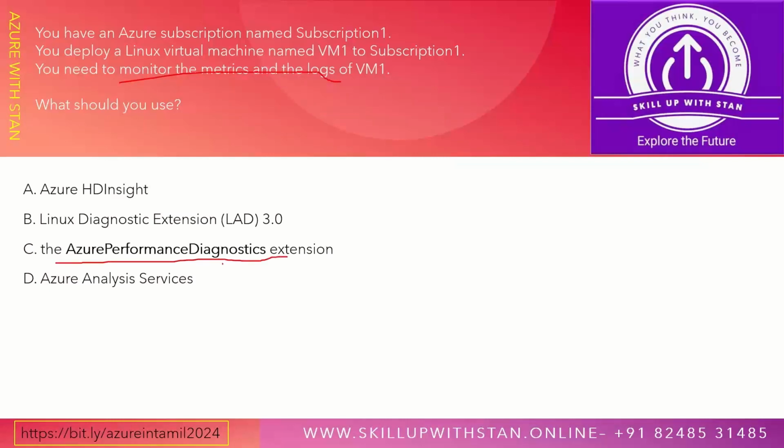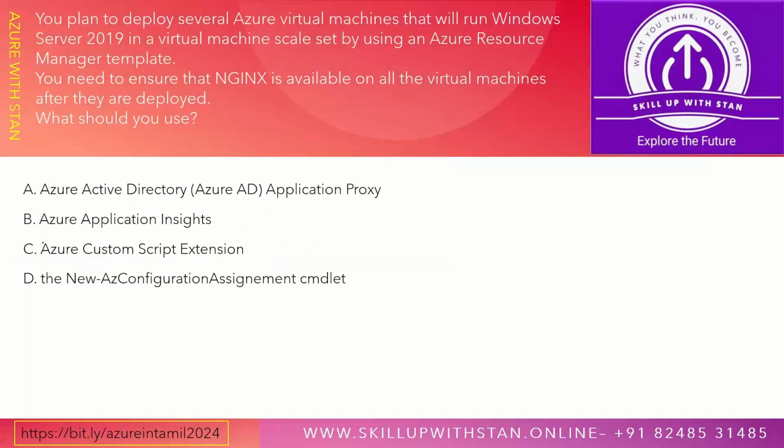We need to have the Azure Performance Diagnostics extension that will bring all the performance-related information, metrics, and logs from the VM1. You plan to deploy several Azure virtual machines that will run Windows Server 2019 in a VM scale set, so auto scaling. What they're asking us to do is ensure that Nginx is available on all the VMs.